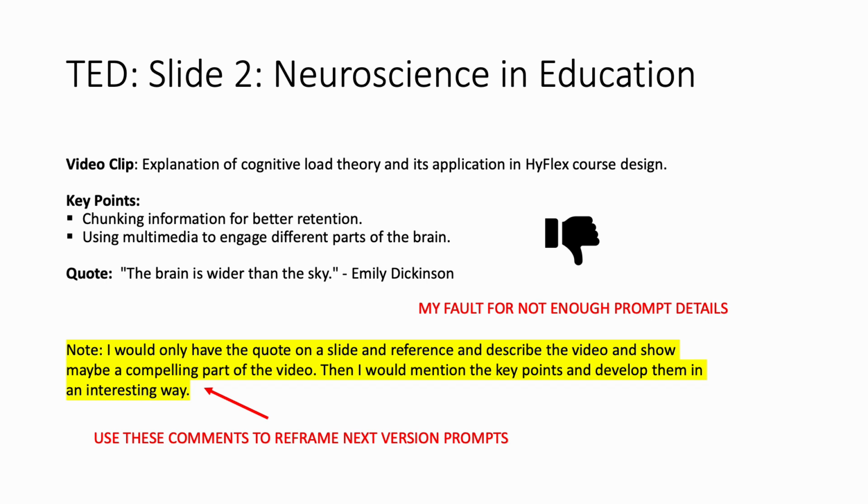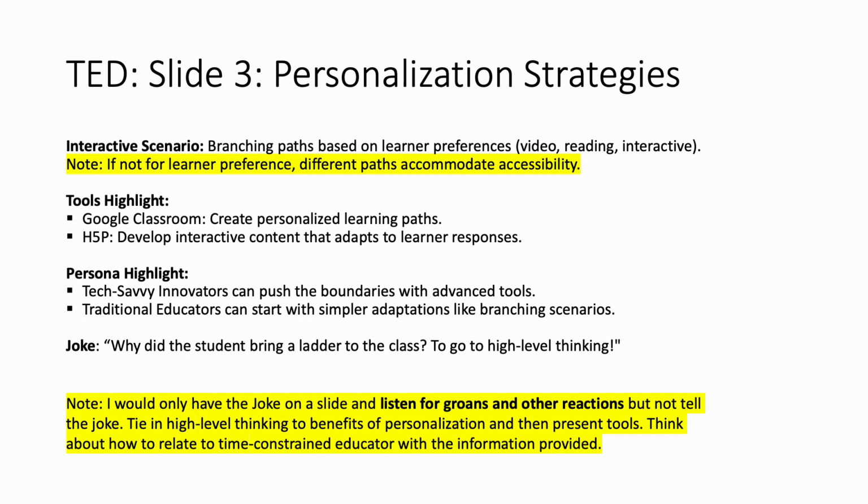The way AI presented a TED Talk was basically a traditional presentation format, but that's my fault for not providing enough details in the prompt. I'm not certain how AI was recommending the branch paths structure for a TED Talk.